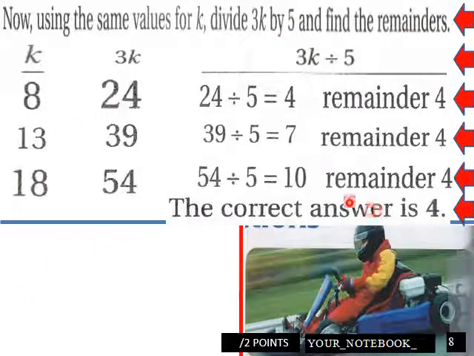The correct answer is 4, actually. So that would be one way that you could do it. 24 divided by 5 equals 4, and then you have a remainder 4.